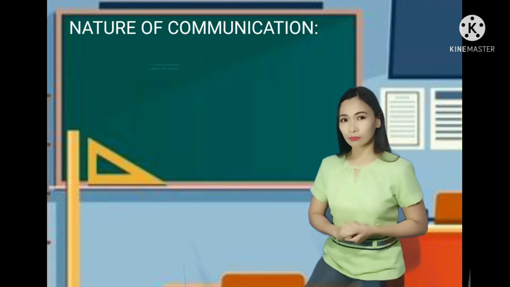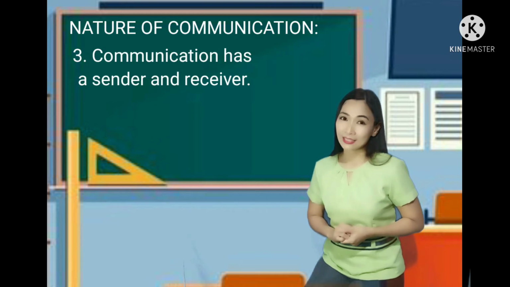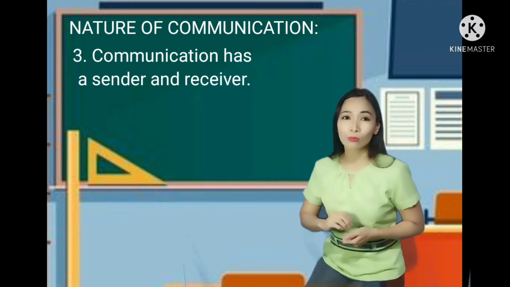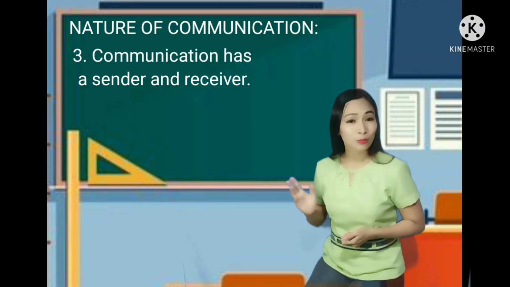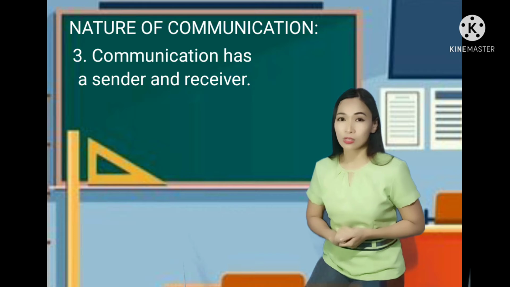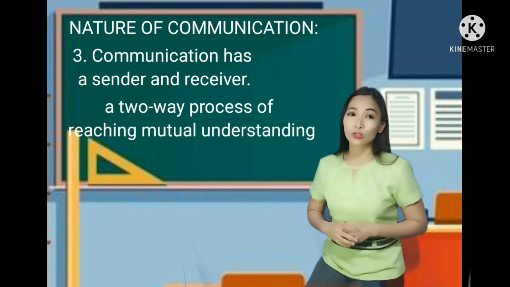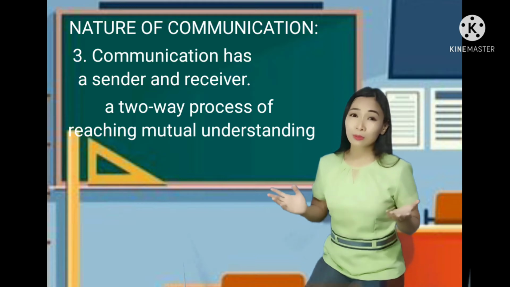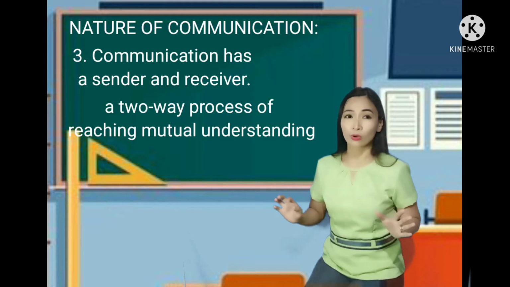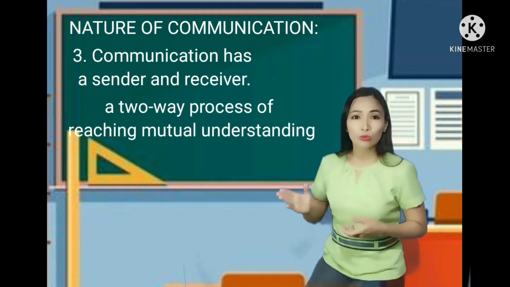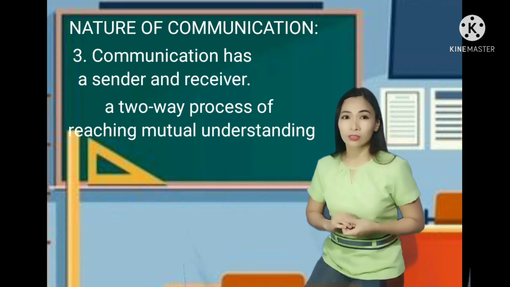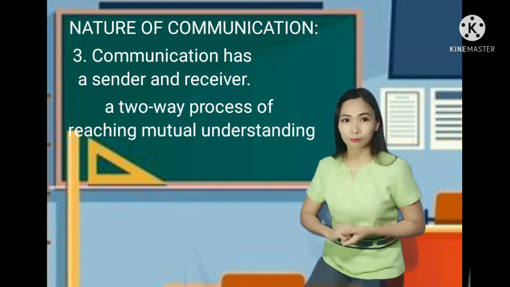Number three, communication has a sender and receiver. Communication occurs between two or more people acting as the speaker or the receiver of the message. In other words, it is a two-way process of reaching mutual understanding, in which participants do not only exchange information or encode and decode news, ideas, and feelings, but also create shared meaning in general. Communication is a means of connecting people or places.